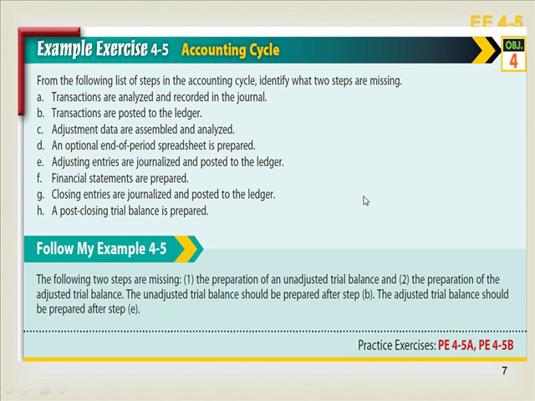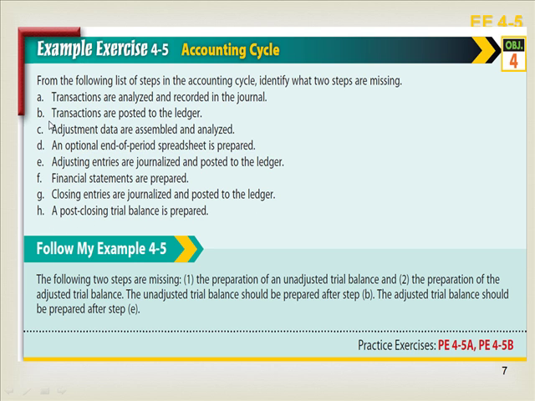So let's take a look at an example exercise. From the list below, we need to identify what two steps are missing. Well, there's step 1, transactions are analyzed and recorded to the journal. There's step 2, transactions are posted to the ledger. It's insinuating that step 3 is adjustment data are assembled and analyzed. An optional end of period worksheet is prepared. Adjusting entries are journalized and posted to the ledger. Financial statements are prepared. Closing entries are journalized and posted to the ledger. And a post-closing trial balance is prepared.